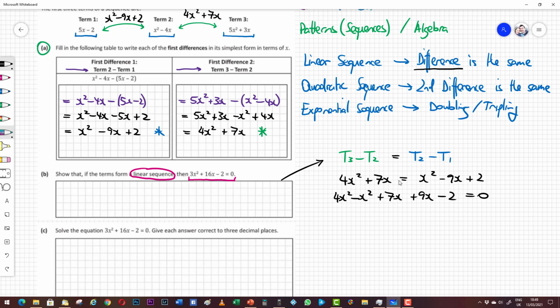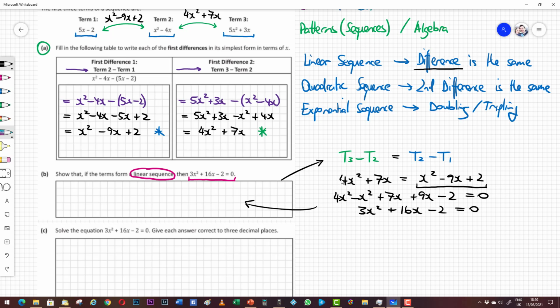So we're just basically bringing the terms that are on the right hand side to the left hand side by changing their signs. 4x squared minus x squared is 3x squared, 7x and 9x is 16x, and then minus the 2 equals 0. So if you can fit this in the box, that's great, that's where it should go, but I just went onto the side to give us a little space.